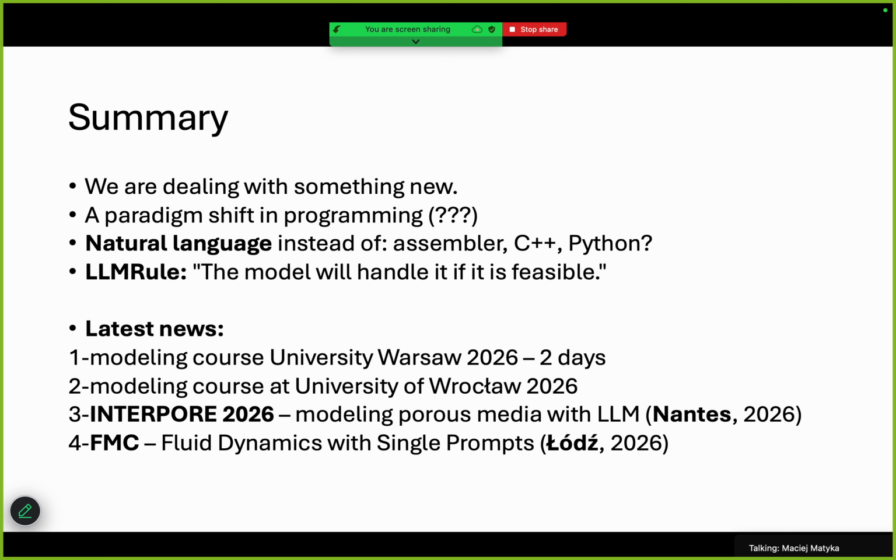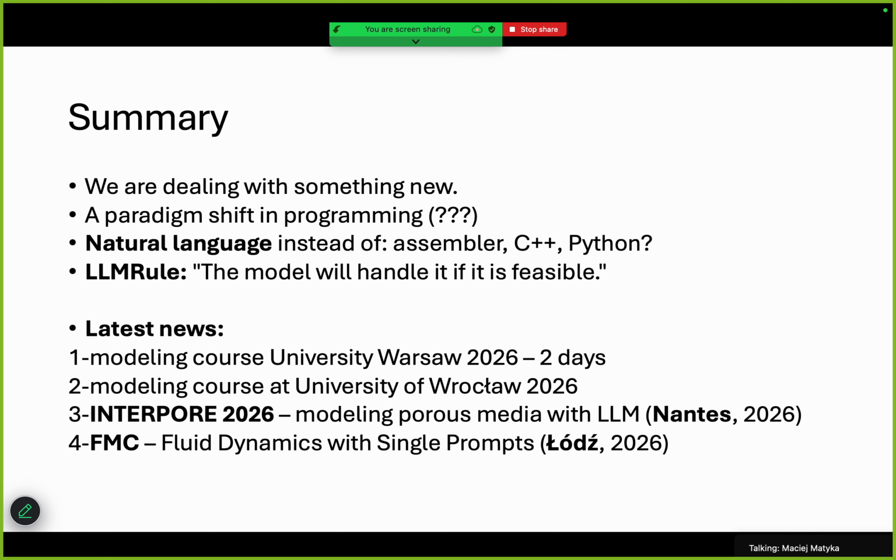Instead of assembler, C++ or Python, you can use natural language. I don't know about all the other languages; these are structural languages, the objective ones. I don't know about all those that are more complex. This is a big question.